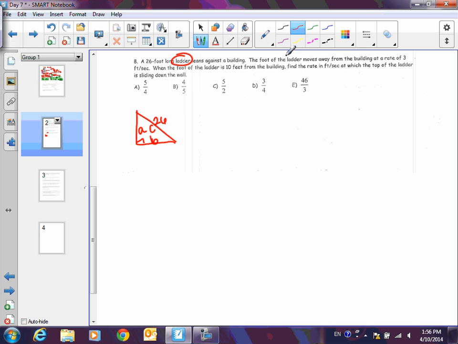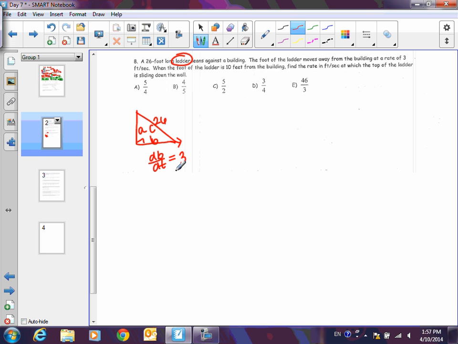Okay, so then it says the foot of the ladder moves away from the building. So the ladder is sliding. dB over dt. It's going this way. So dB over dt is positive or negative 3? Positive. All you gotta think is B getting bigger or smaller? So positive. Away kind of makes you think negative, but if B is getting bigger, then the change is positive.